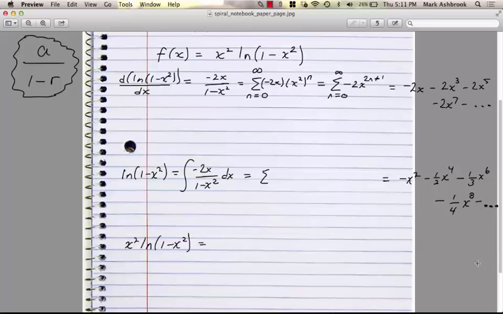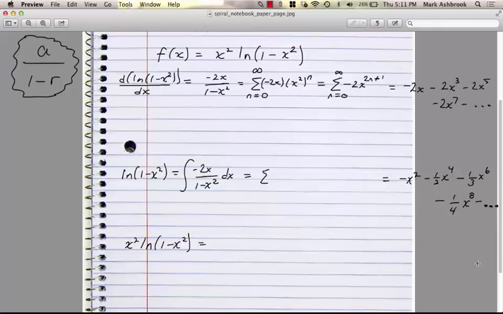I'm trying to write this out as clear as I can. So the power series for minus 2x over 1 minus x squared is this. Are we good on that? But we want the antiderivative of that.